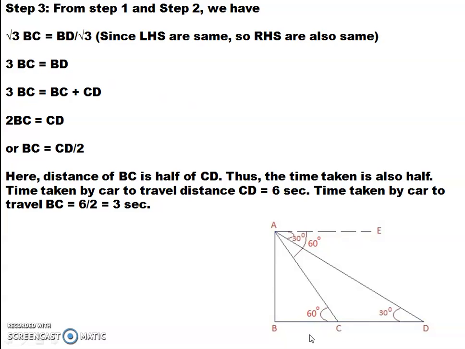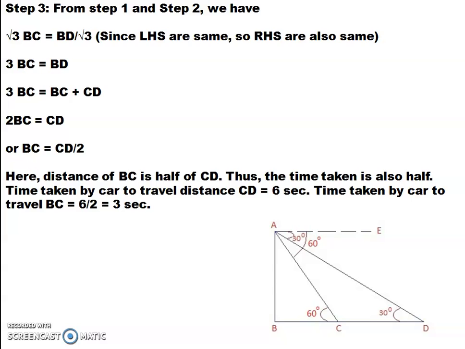Now what is BD? BD is equal to BC plus CD. Isn't it? So I'll write BD is equal to BC plus CD. I'll take this BC to the left side. So 2 BC is equal to CD, or BC is equal to CD by 2. Now you got the relation between the distance BC and the distance CD.